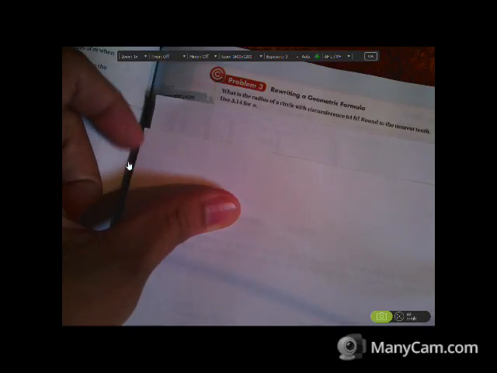Alright, problem 3. Problem 3 asks, what is the radius of a circle with a circumference of 64 feet? Round to the nearest tenth. Use 3.14 for pi. Alright. So first of all, we have to look at what circumference is. Circumference is C equals pi d, or C equals 2 pi r.